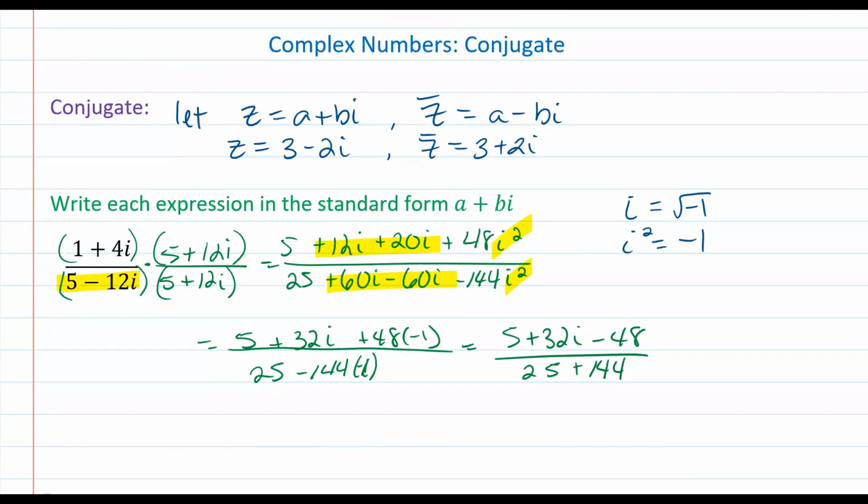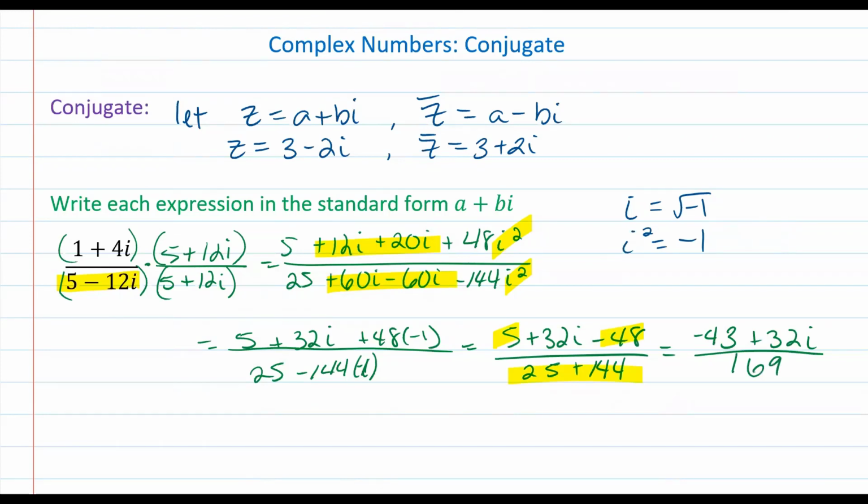Finally, we are going to simplify our two sets of like terms. In other words, we've got 5 and negative 48 in the numerator, and the entire denominator can be simplified to give us a final answer. So now we're going to simplify one more time, and what we get is negative 43 plus 32i, and you'll notice I put the negative 43 first, all over 169.